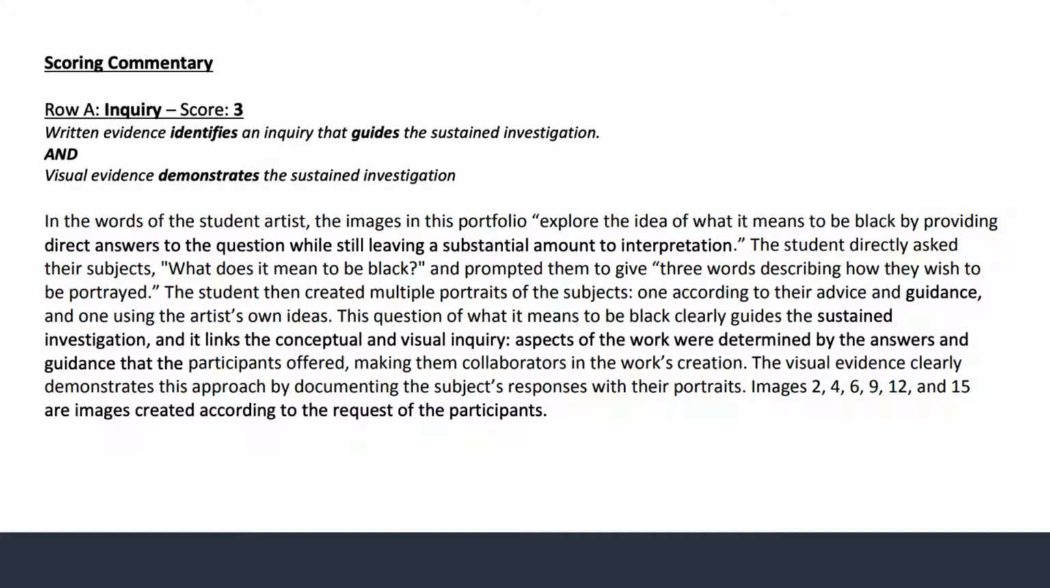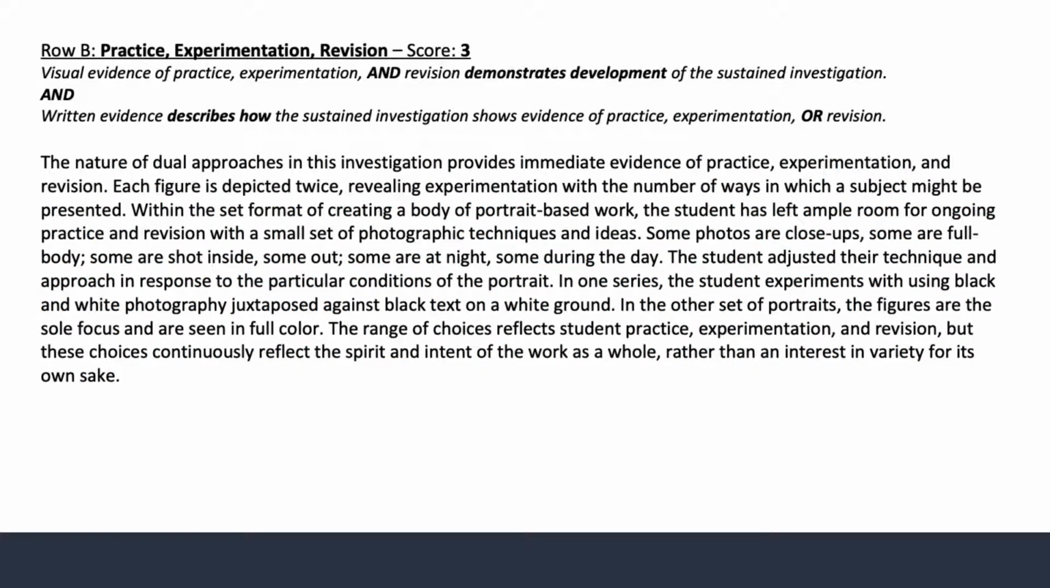The visual evidence clearly demonstrates this approach by documenting the subject's responses with their portraits. Images 2, 4, 6, 9, 12, and 15 are images created according to the request of the participants. So this is breaking down how the student explored their question through the work. This next section is looking at, was the student practicing? Were they trying new things, experimenting, and revising? They want to see that you are growing, developing, and trying new things as you go throughout your work.